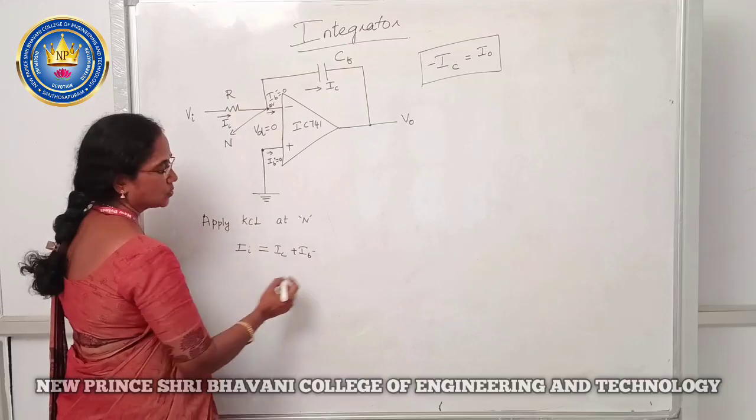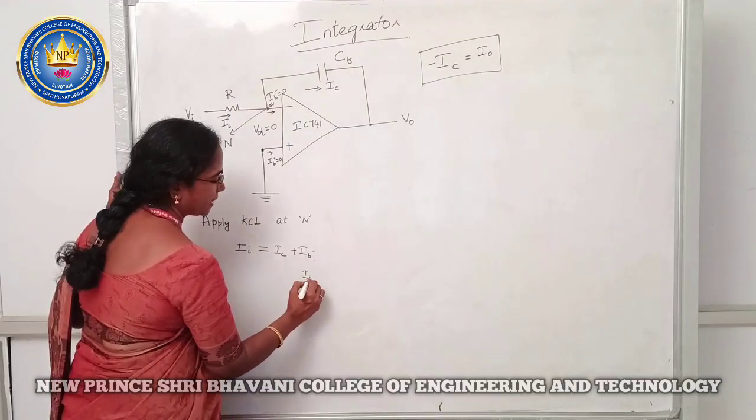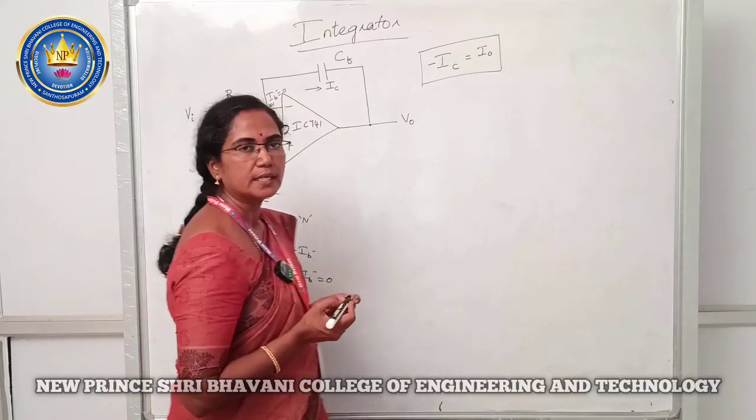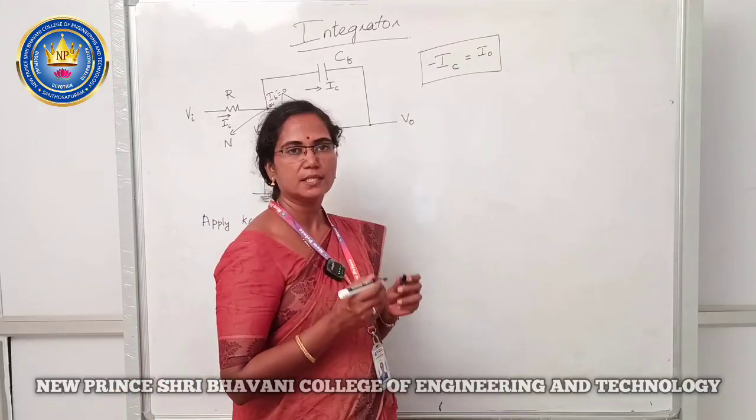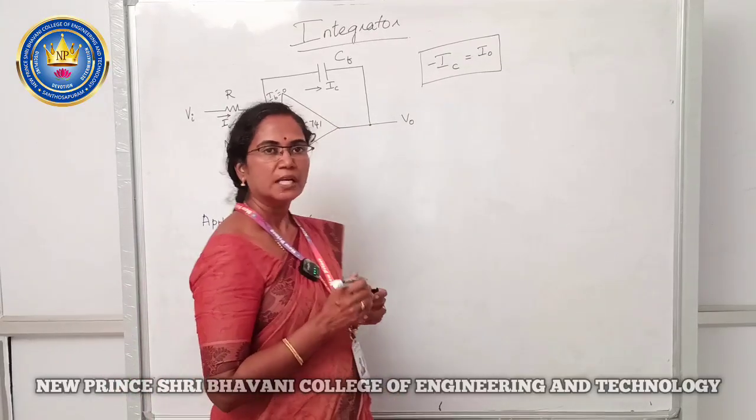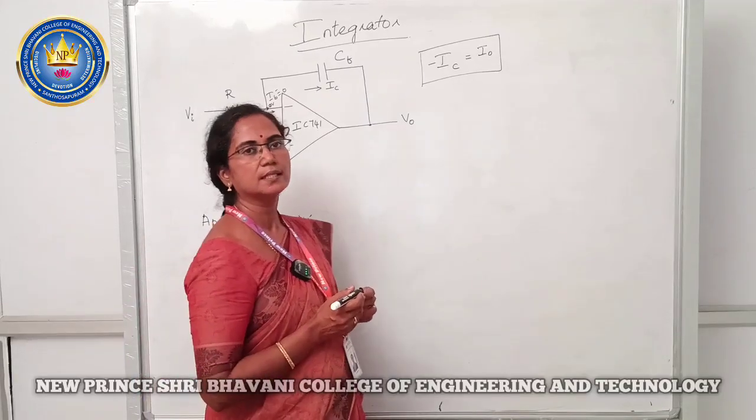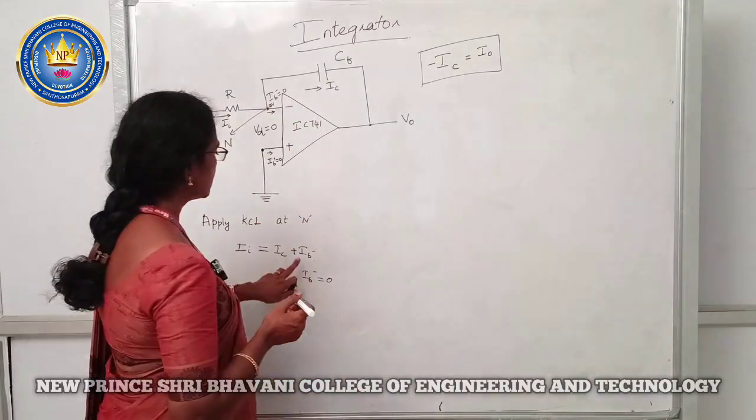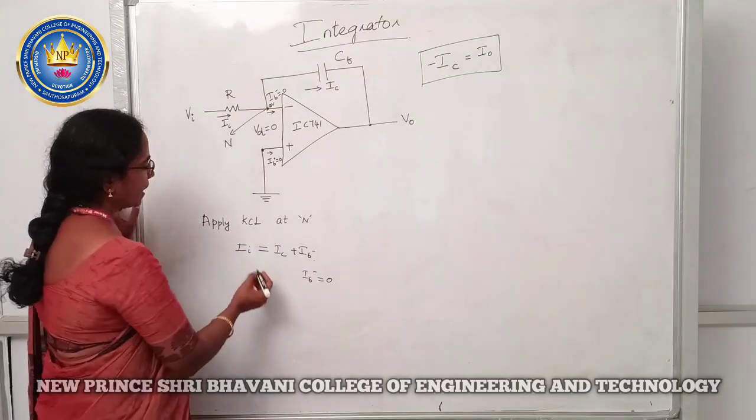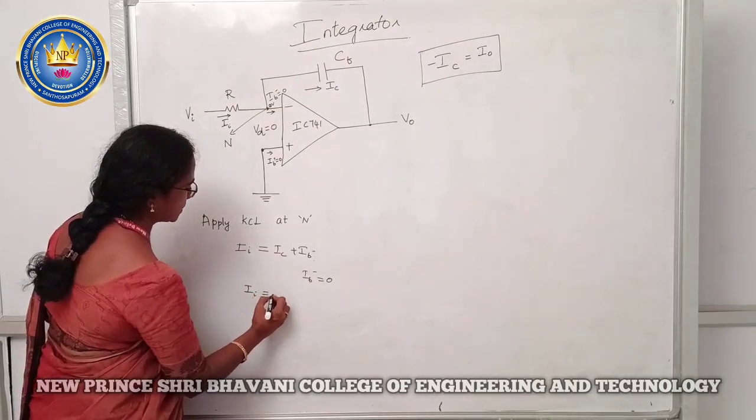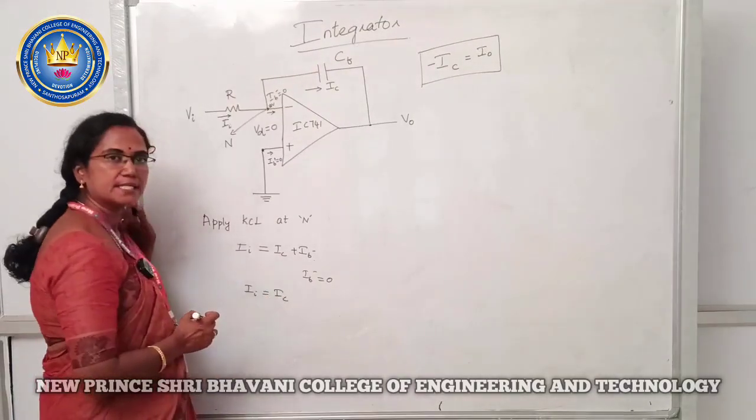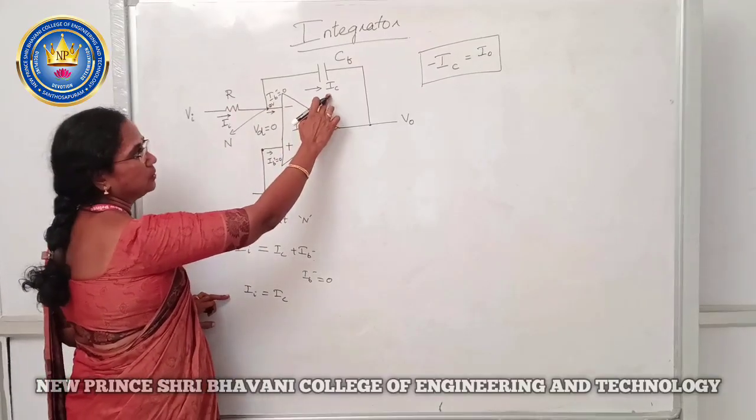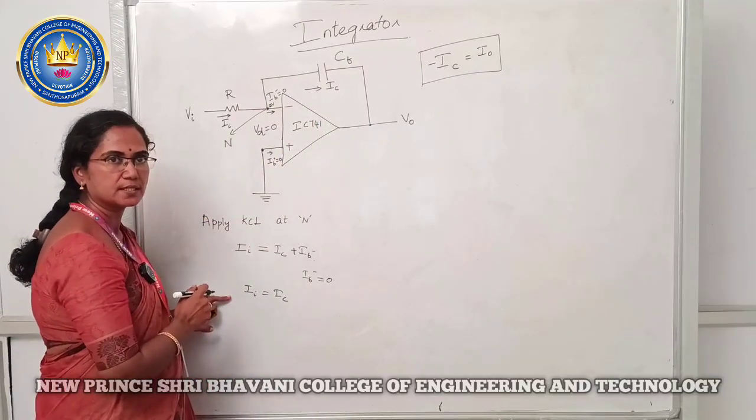IB minus. We know that this IB minus is equal to 0 since the input resistance of IC741 is ideally infinite. It is very high, so we consider the input current drawn by the input terminals as 0. So, consider this IB minus as 0 and the equation will become IC is equal to II. The input current is equal to the current flowing through the capacitance.